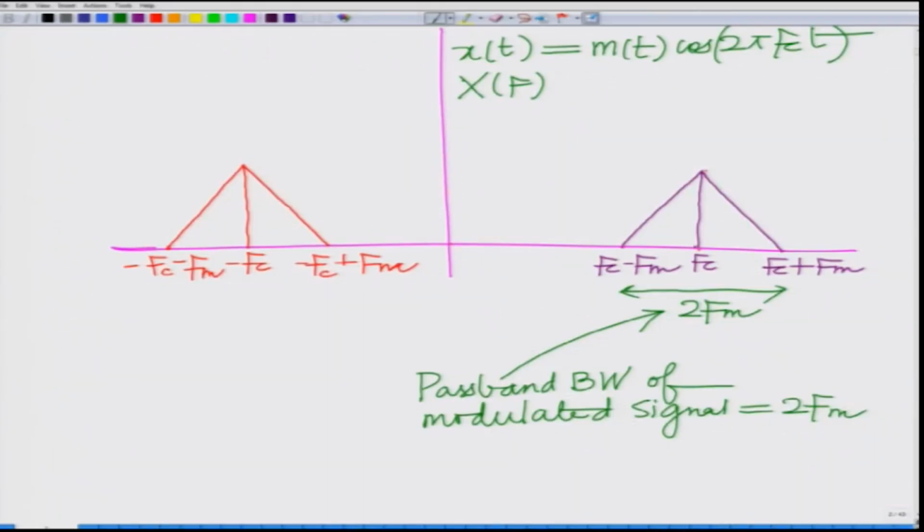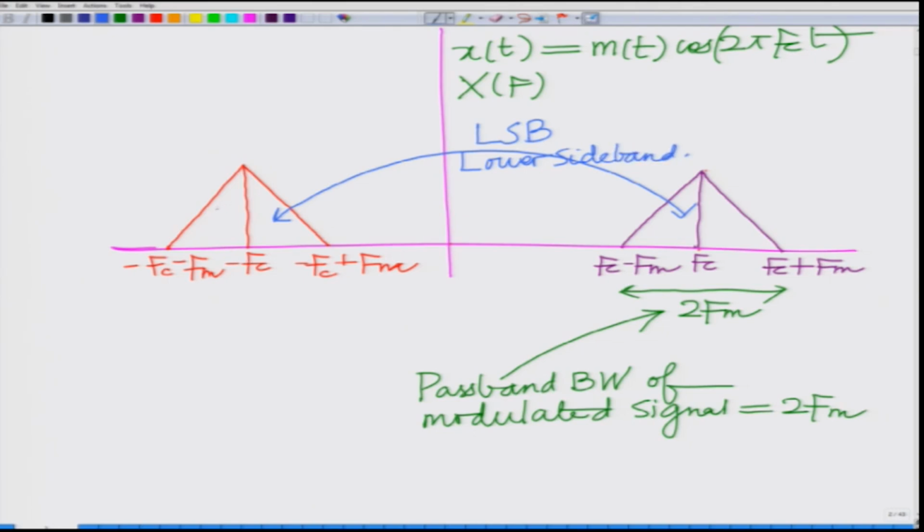So, this is the double sideband modulated signal, and remember it is double sideband because it comprises two sidebands. What are the two sidebands? We have already seen this. These two bands, between minus fc to minus fc plus Fm and fc minus Fm to fc, comprise the lower sideband or LSB.